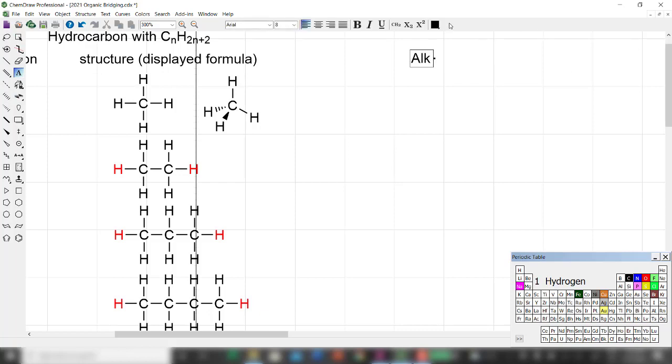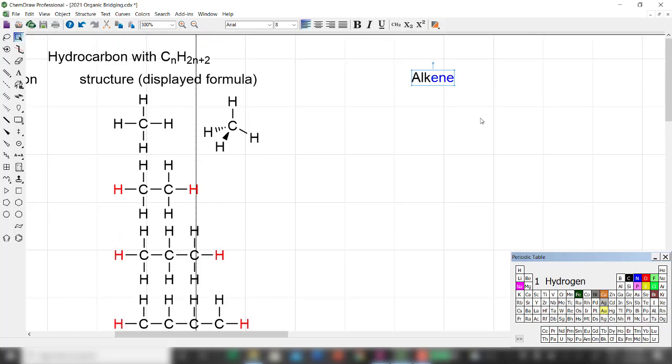Okay, so alkene, instead of ANE, is now ending with ENE. That means that there is at least one CC double bond present, or in the language of organic chemistry, we say that there is at least 1 degree of unsaturation. You're going to hear this term occasionally. So that's alkene.